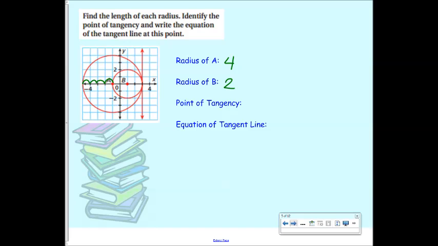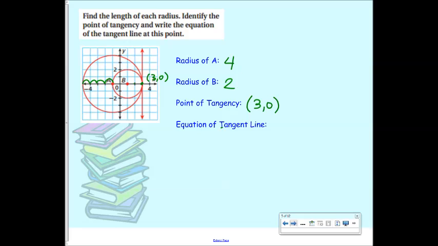Where would the point of tangency be? We're on a coordinate plane. Is it 4, 0? Because 4, 0 would be over here. No, 3, 0. Okay, this is the axis, so 1, 2, 3. So this point is 3, 0. So that's where the point of tangency is.